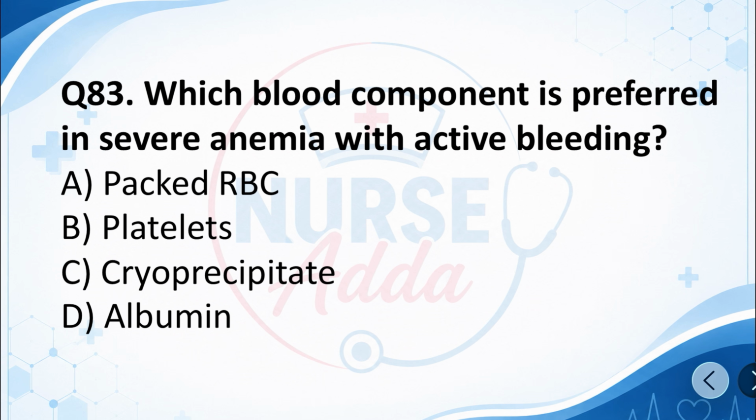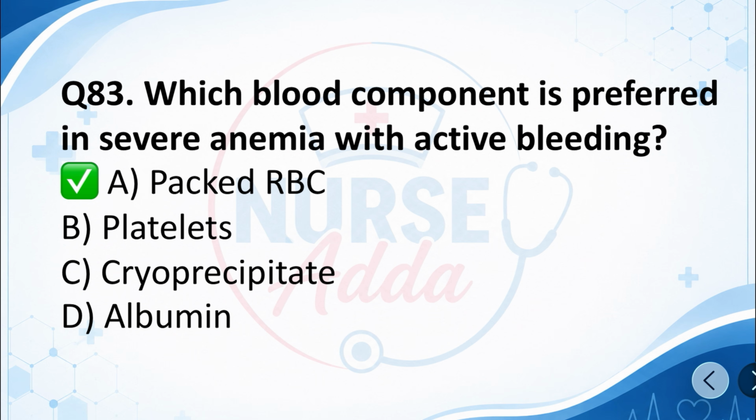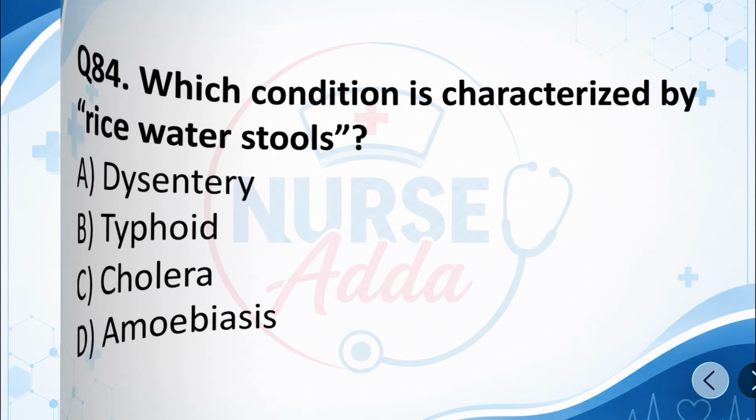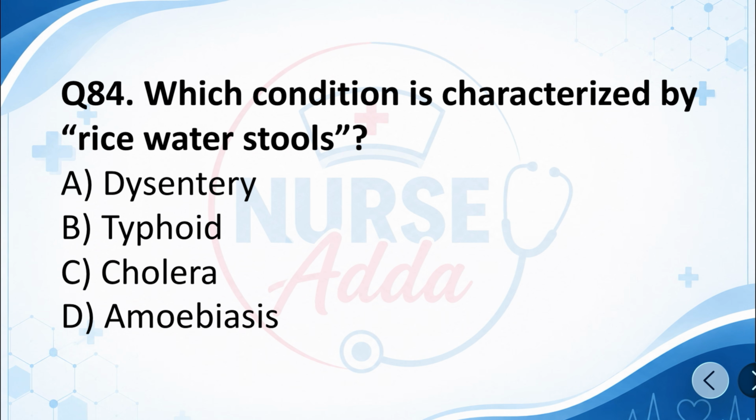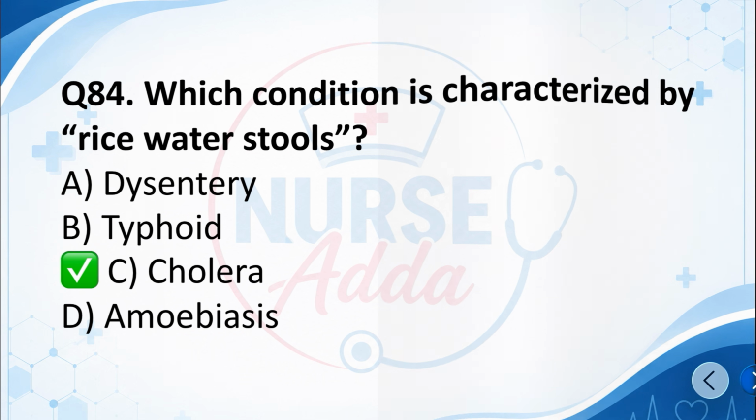Next question, which blood component is preferred in severe anemia with active bleeding? The right answer is option A, packed RBC. Next question, which condition is characterized by rice water stool? Right answer is option C, cholera.